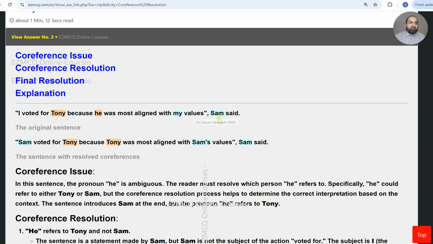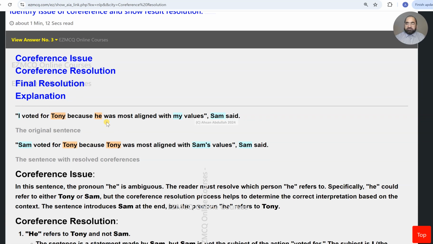So I means Sam. Let me make it more clear. So I means Sam. He means Tony. My values, Sam's values. So this is what is meant by co-reference resolution actually. Let me clean this also. Sorry about that.